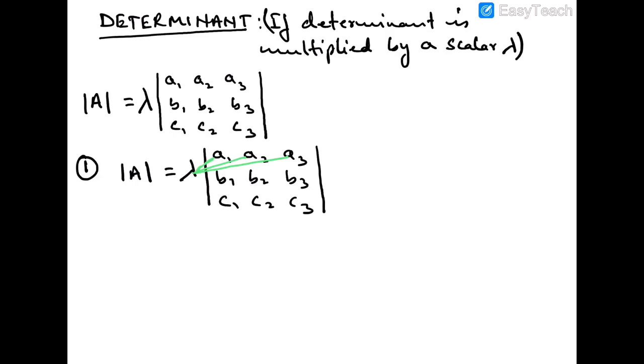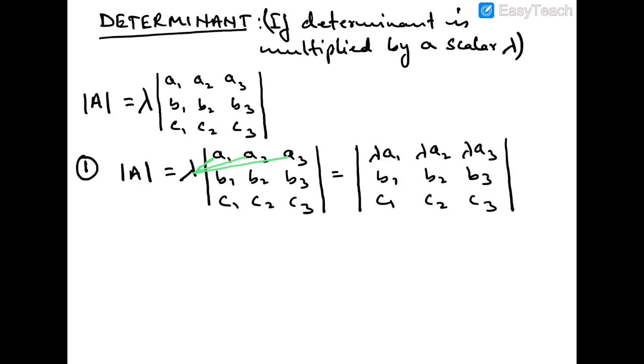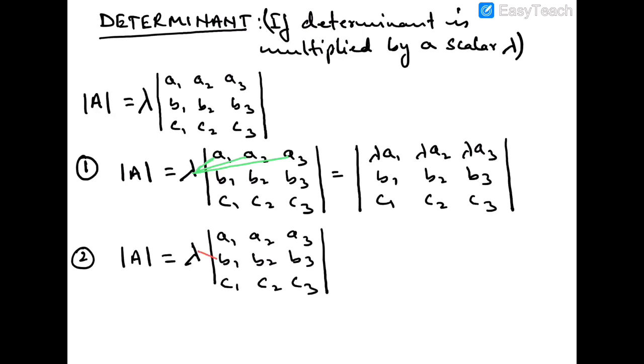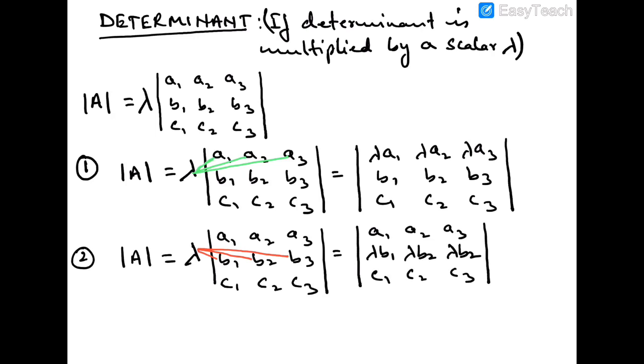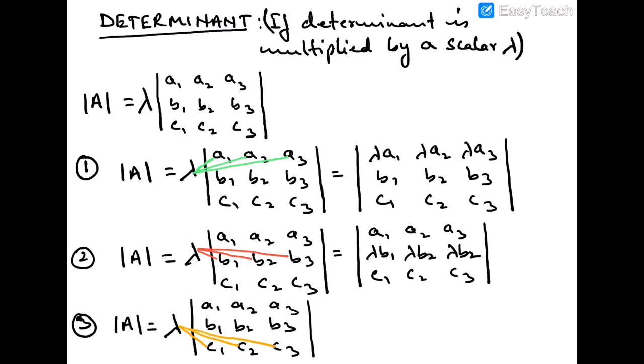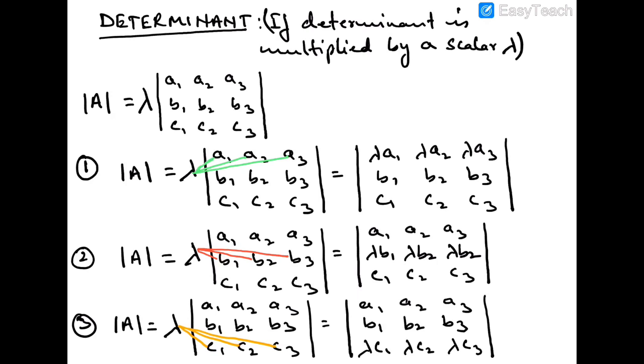In first one, it is multiplying with first row, which will give us lambda a1, lambda a2, lambda a3, b1, b2, b3, c1, c2, c3. In second, it's multiplying with second row and will give us a1, a2, a3, lambda b1, lambda b2, lambda b3, c1, c2, c3. And in third one, it's multiplying with third row and will give us a1, a2, a3, b1, b2, b3, lambda c1, lambda c2, lambda c3.